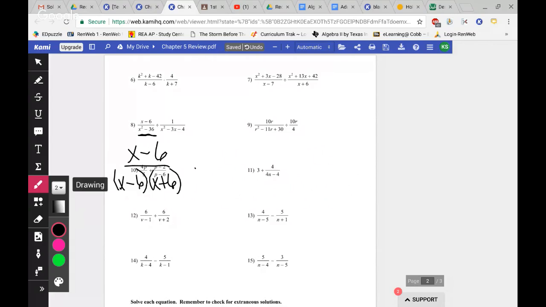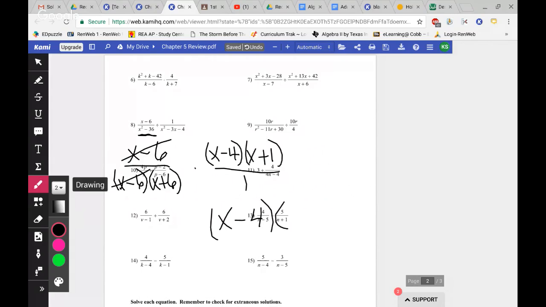That's a special factoring, which is the difference of 2 squares, which is x minus 6, x plus 6, and then times, and keep, flip, change tells me the top is going to be x minus 4, x plus 1, all over 1. The only thing that cancels here is the x minus 6. So your final answer is going to be x minus 4, x plus 1, all over x plus 6.